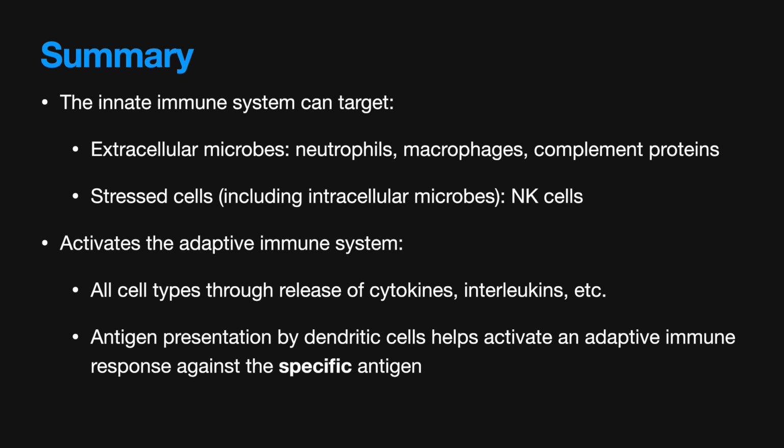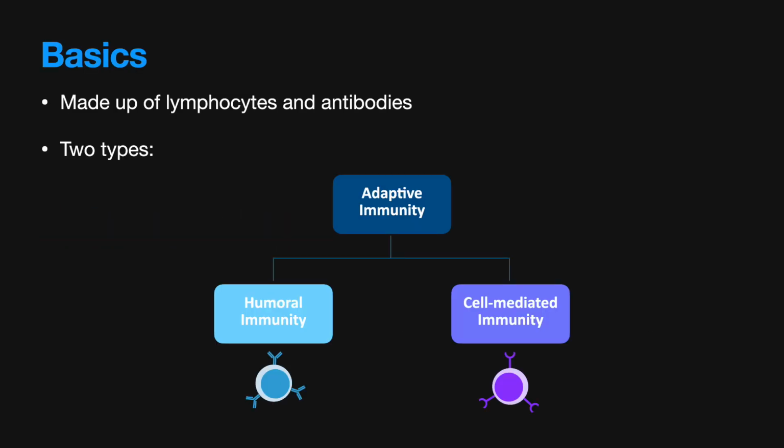Antigen presentation by dendritic cells has a specific role in activating adaptive immunity by presenting the specific target antigen to adaptive immune cells. Now we will review how the adaptive immune system works. The adaptive immune system has two basic components: humoral immunity, which is governed by B cells and their antibodies, and cell-mediated immunity, which is governed by T cells.